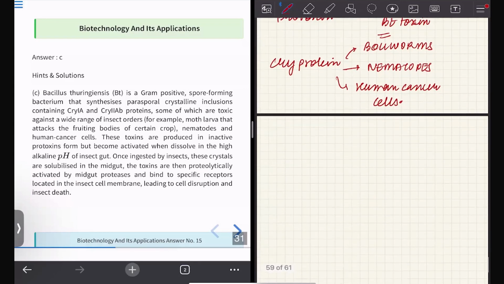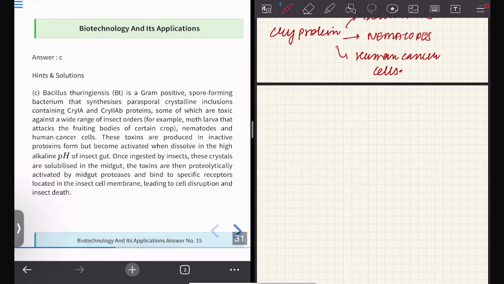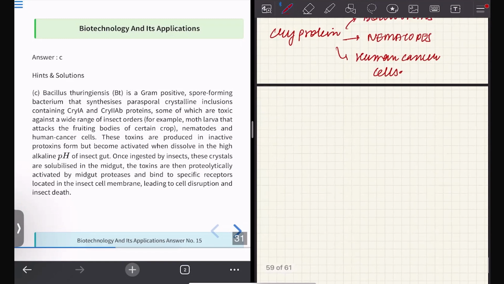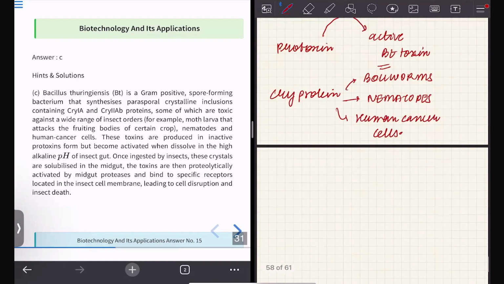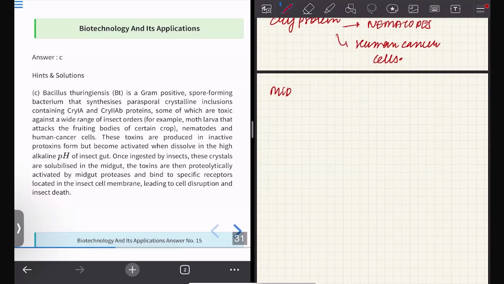And these toxins are produced in an inactive protoxin phase, but they become activated when they dissolve in the high alkaline pH of the insect gut. So once they're ingested by the insects, these crystals are solubilized in the midgut, where we have alkaline pH. And these toxins are then proteolytically activated by midgut proteases, and they bind to specific receptors located in the insect cell membrane, which leads to cell disruption and insect death.